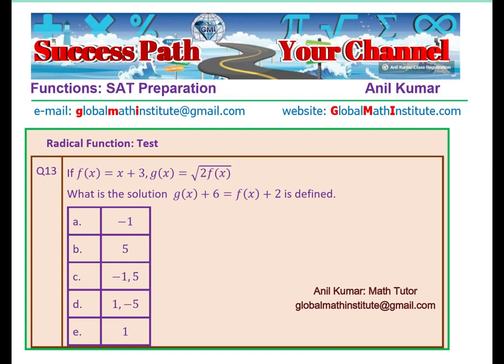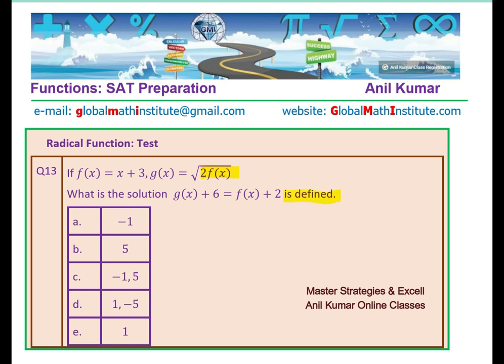Question number 13. If f of x equals x plus 3, g of x is square root of 2 times f of x, what is the solution of g of x plus 6 equals f of x plus 2, right? So it is defined. Okay, because there is a restriction here and we are given some solutions, correct? So sometimes the roots could be extraneous roots, right? So therefore, what is the solution of this? So forget about this part. I think what is the solution of this? Figure out which one of these options is the right option, correct?